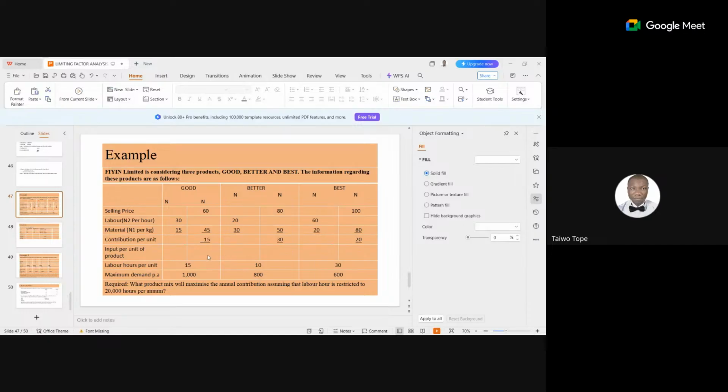So to determine your contribution per limiting factor, based on the formula prescribed, which is contribution per unit divided by labor hours per unit, it will be 15 divided by 15, you have 1. That will be your contribution per limiting factor. Here it will be 30 divided by 10, you have 3. And for best, it will be 20 divided by 30, you should have 0.67 thereabout.